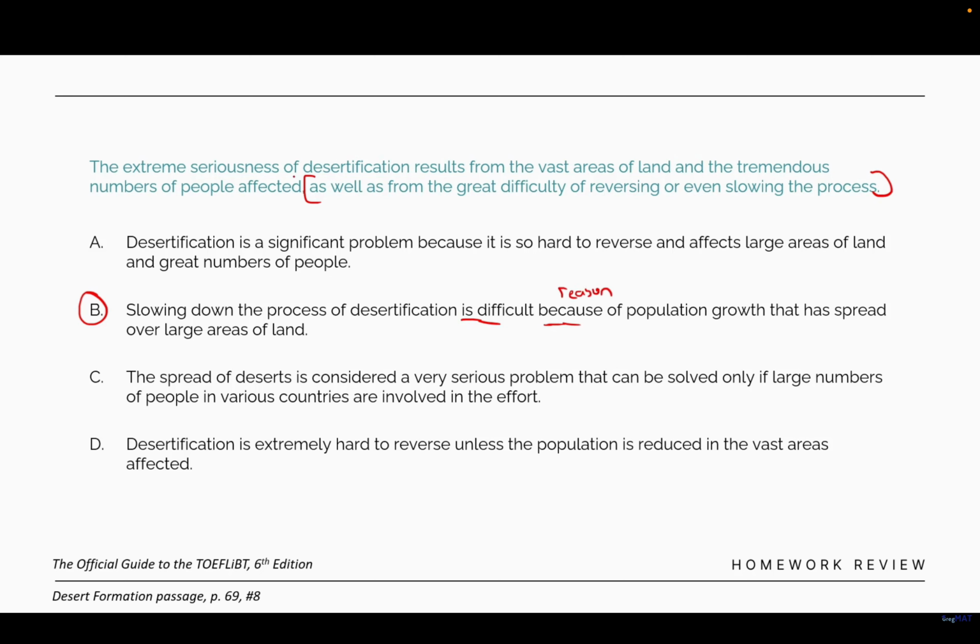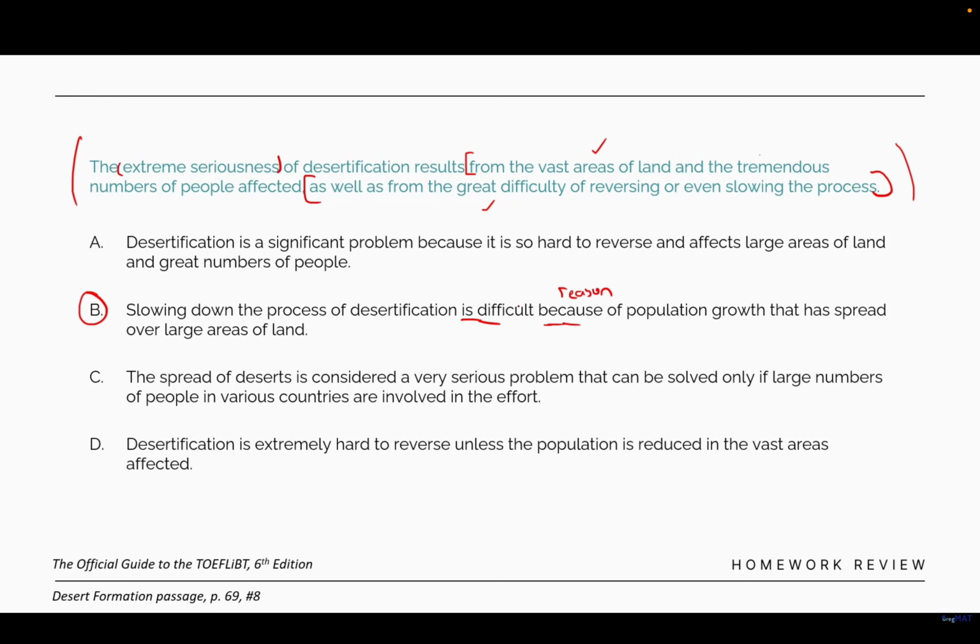If you look at the highlighted sentence here, do you see any reason anywhere? It says results from. That's a synonym of. So that's true. Exactly. So these are the three reasons why. So we have reason number 1, reason number 2, reason number 3. And they say that the seriousness is the effect. So these are the three reasons.